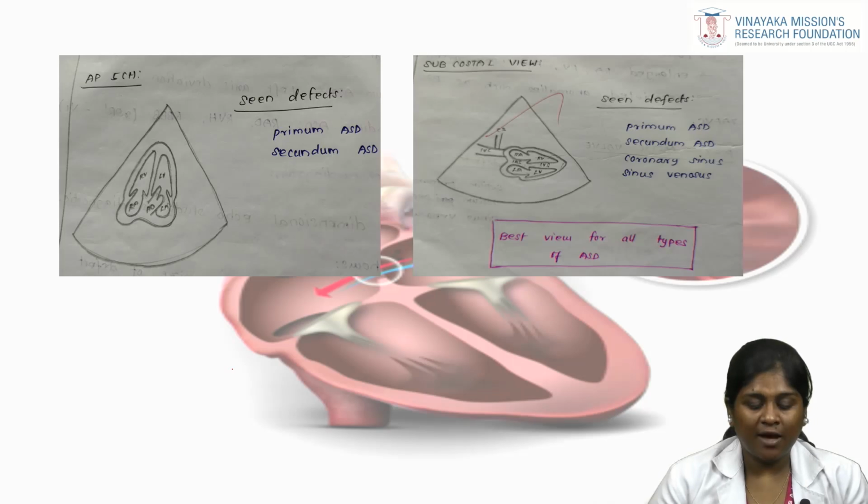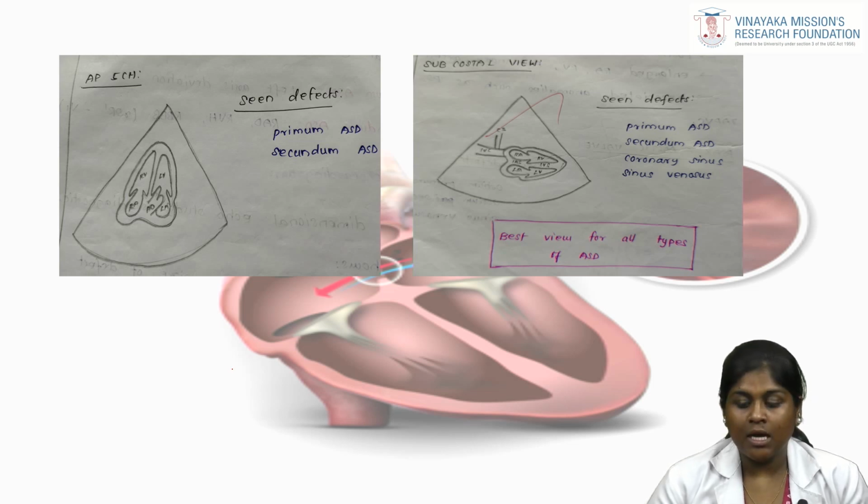Next, in apical 5-chamber view, we can similarly see ostium primum and ostium secundum type of ASD, and in subcostal view we can see all 4 types of ASD like ostium primum ASD, ostium secundum ASD, coronary sinus and sinus venosus. So the best view to diagnose any type of ASD in echocardiogram is the subcostal view, as it also gives the view of opening of coronary sinus and opening of IVC and SVC. All types of atrial septal defect can be seen through subcostal view.